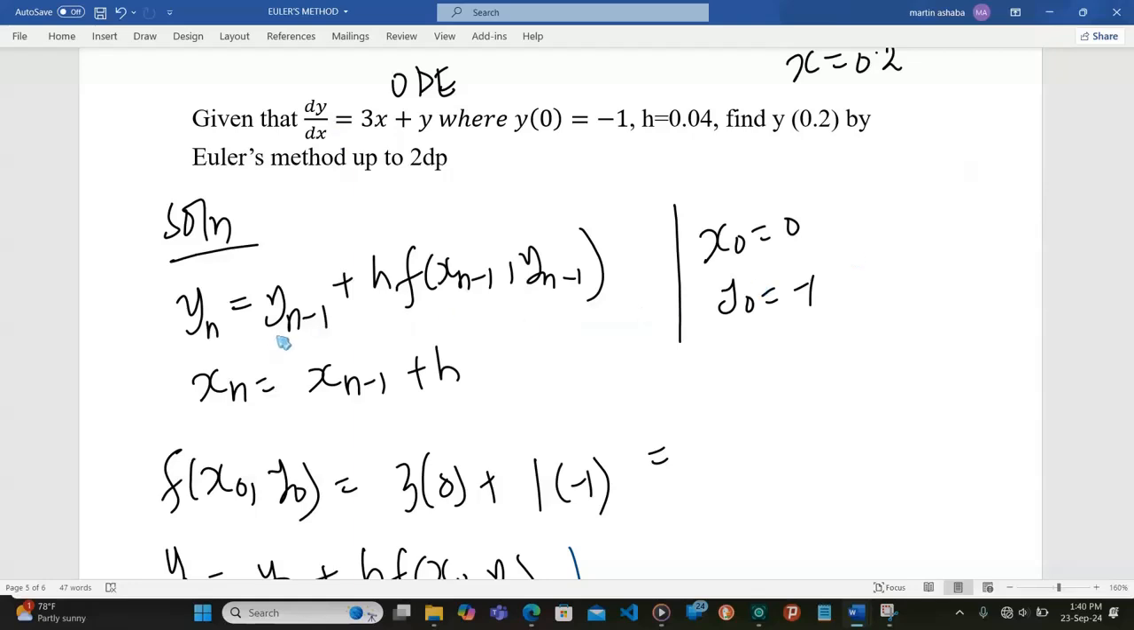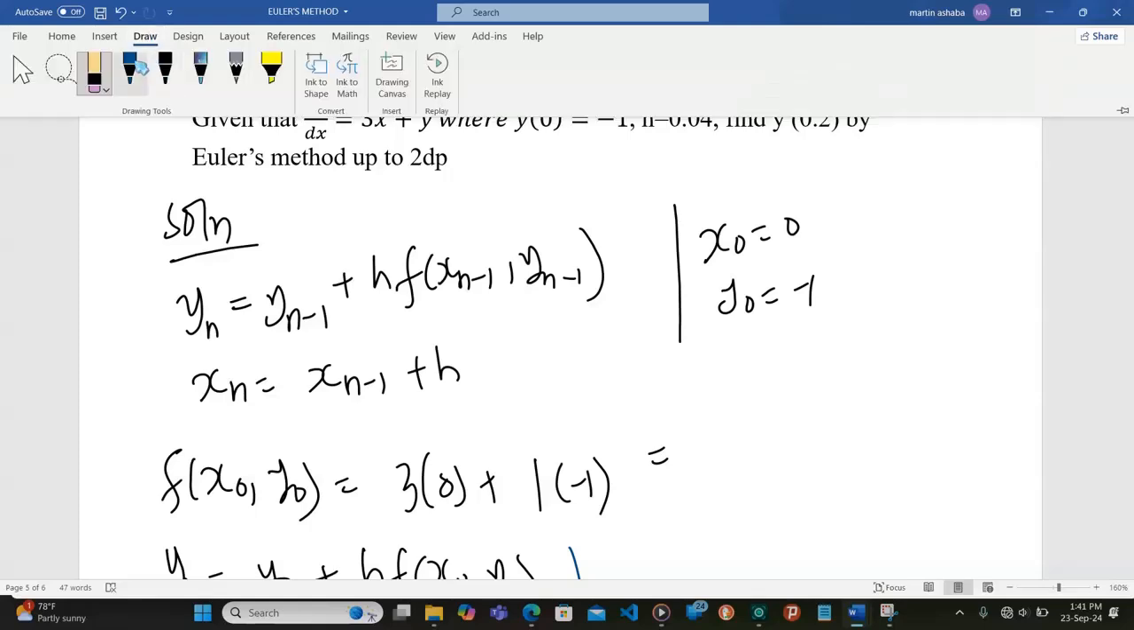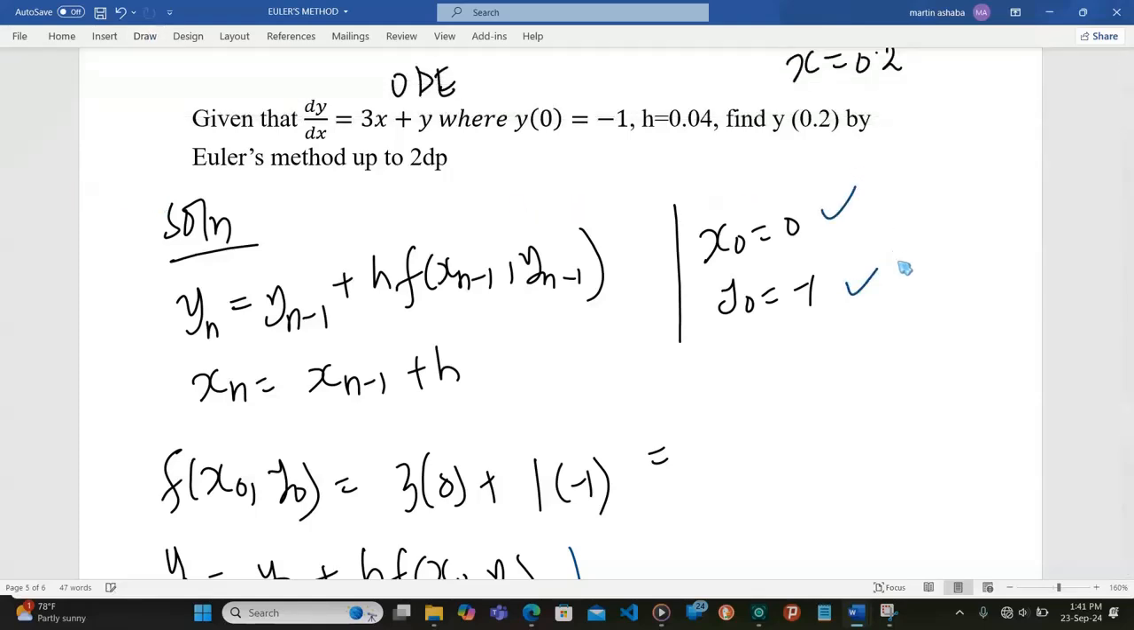So we know that according to Euler's method, yn will always equal yn-1 plus h f(xn-1, yn-1), where xn is equal to xn-1 plus h. Now, we know x0 is equal to 0 and y0 is equal to -1. So what is f of x0 and y0? This is going to be 3 into the value of x, which is 0, plus 1 into the value of y, which is -1. And this is giving us -1.